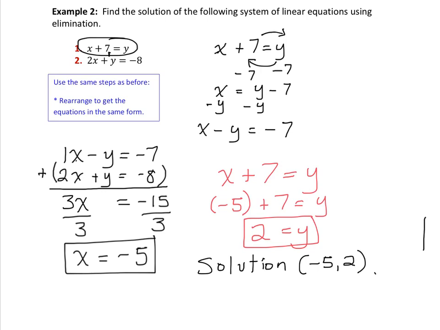And you can go ahead and check that by subbing negative 5 in for x in your original two equations in the question, and subbing in 2 for the y's, and then making sure that the left side of the equations equals the right side of the equations.